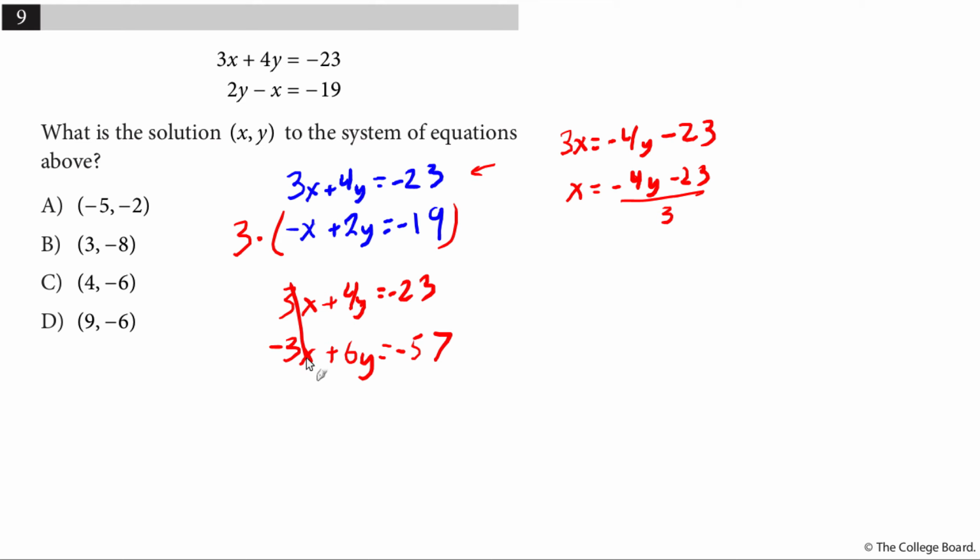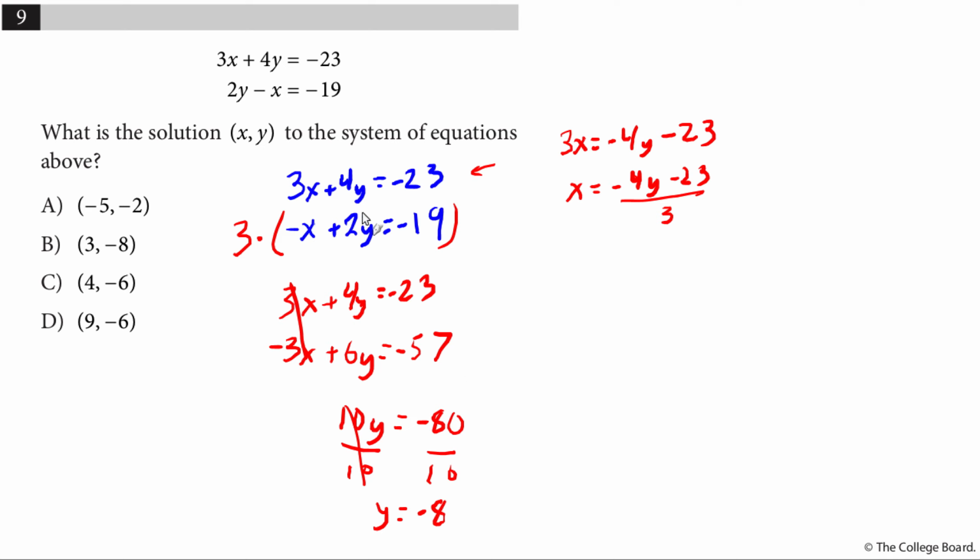3x minus 3x cancels out. 4y plus 6y is 10y. Negative 23 minus 57 gives me negative 80. Divide both sides by 10. And lo and behold, I've actually figured out what my answer is, because there's only one where y is negative 8. But just for good measure, I'll go back and find the x value.